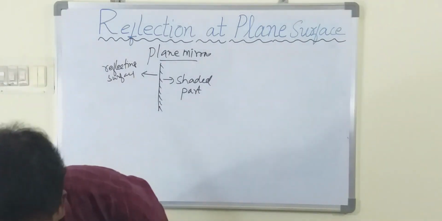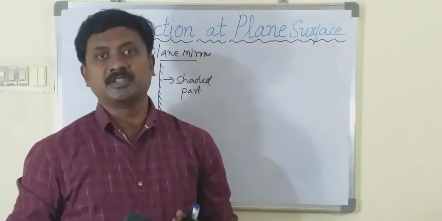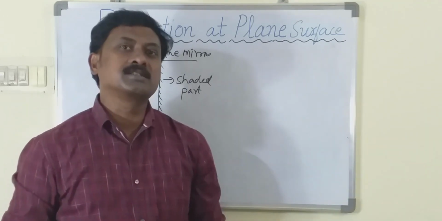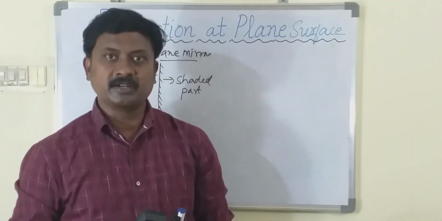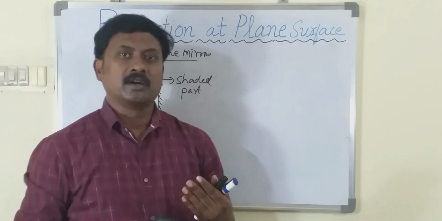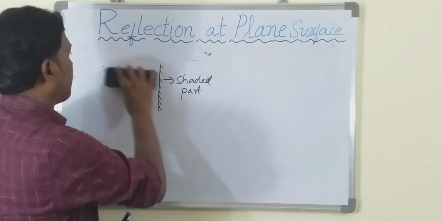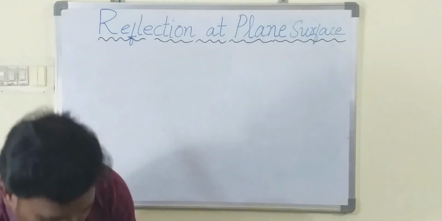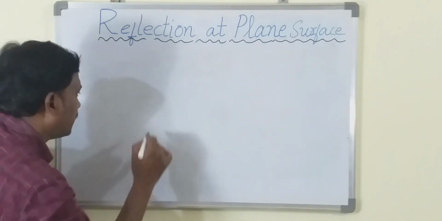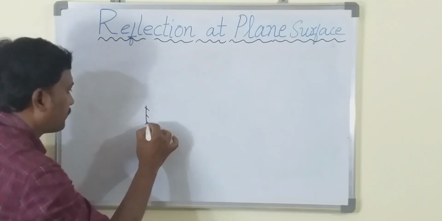Before we study the characteristics, I am going to draw and show you how the image is formed in the plane mirror. In the last class we have studied that the plane mirror will produce a virtual image, right? So let me draw the formation of the image in case of the plane mirror. I hope you all follow. Now let me take a plane mirror. This is a plane mirror.